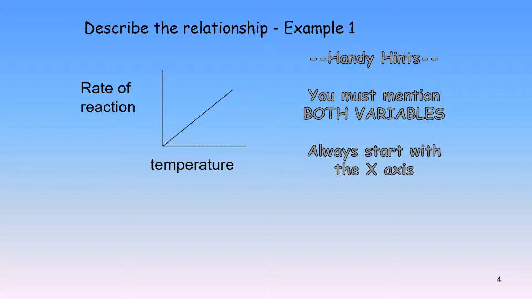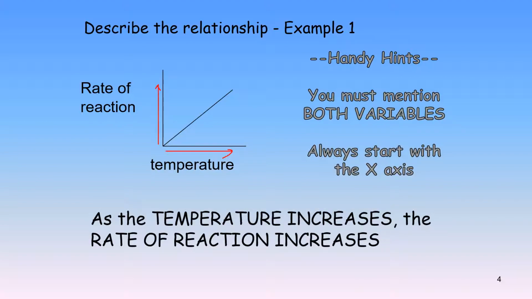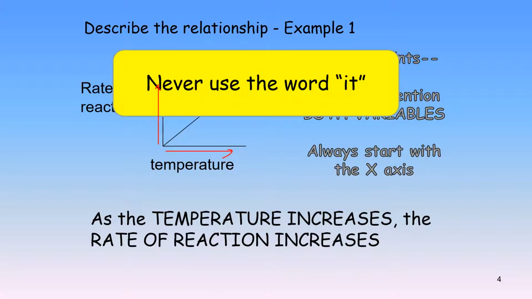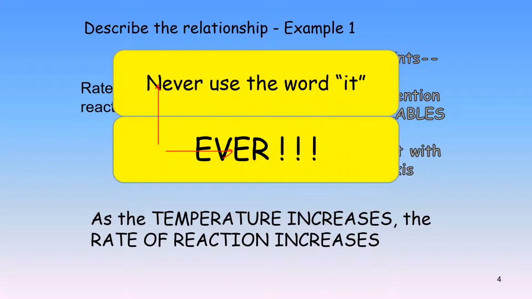So for this particular graph here, you can see that as the temperature is increasing on the x-axis, we've got an increasing rate of reaction. So we've got that upward trend there, and that's all you need to be putting to get the mark. So as the temperature increases, the rate of the reaction increases. Never use the word "it". I've seen students lose marks on this all the time. You need to specify what it is, what you're talking about. So don't ever do it, ever.